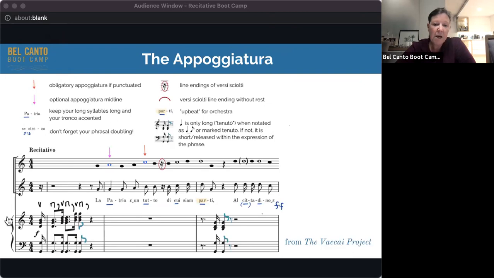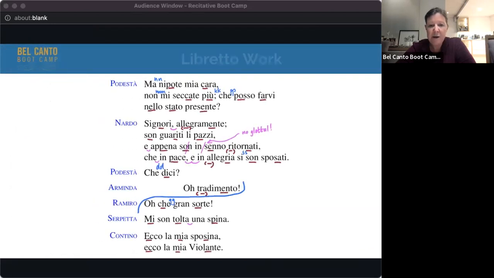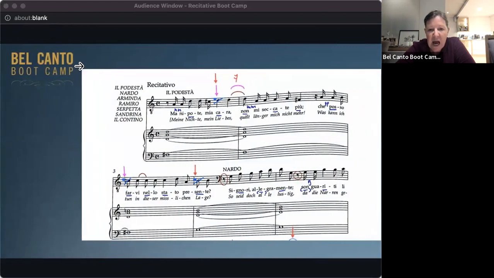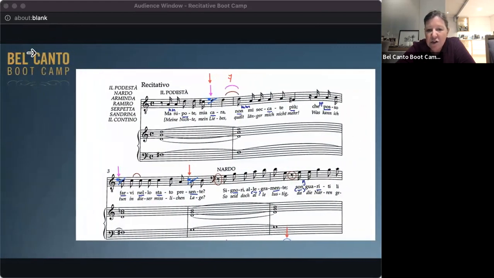So, for example, if you look at "La Patria un tutto," this rest is in the poem line ending, but this one is not. That's why this one doesn't have a rest, okay? So we are going to remind ourselves just the beginning of the rest that we're dealing with. There is a line ending after "cara" and after "farvi." So if we look at the music, after "cara," there is not a rest, so we put this dark red slur.